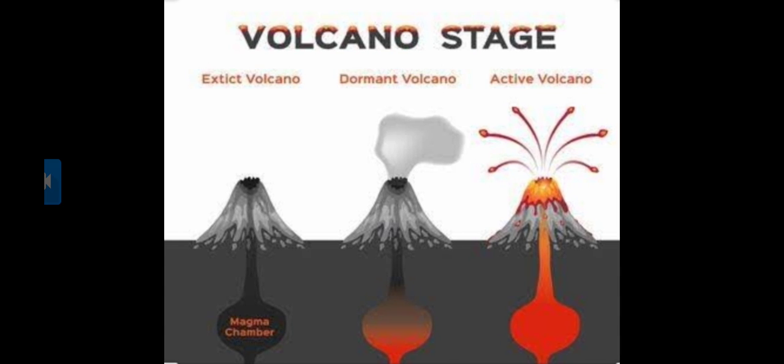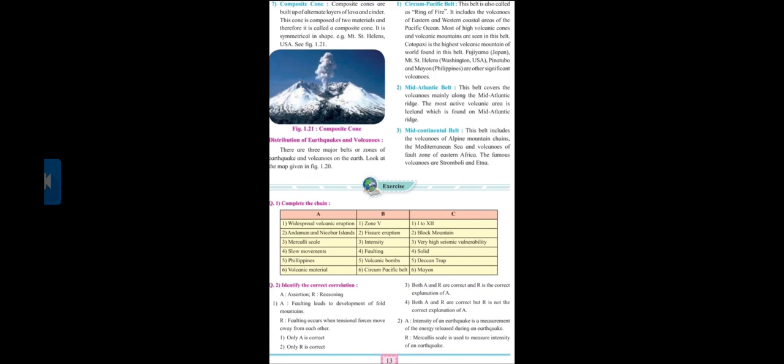Look at the volcanic stages. See how the diagram explains itself. Active volcano, dormant volcano, extinct volcano. So this is how it defines and sums up the different types of volcanoes, different landforms and different materials of volcanoes. This sums it up for the first lesson. We are through with the first lesson.